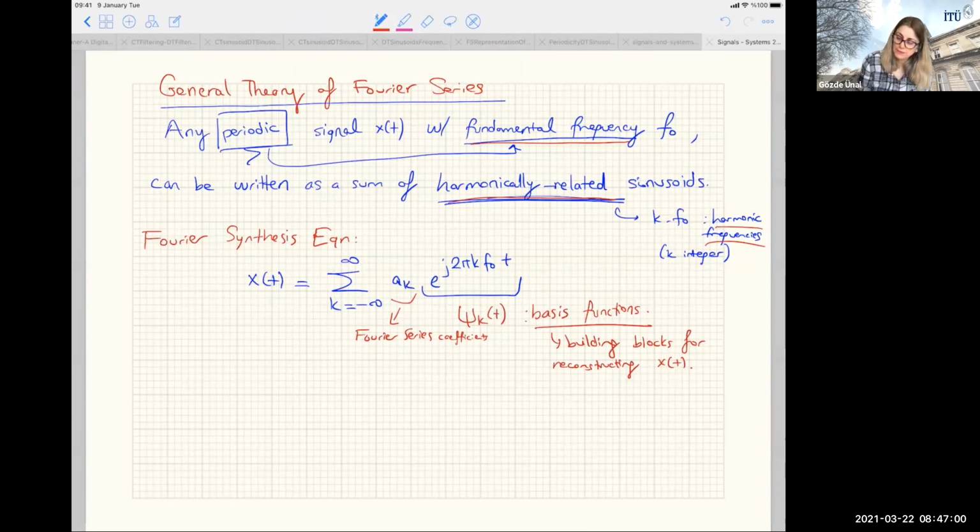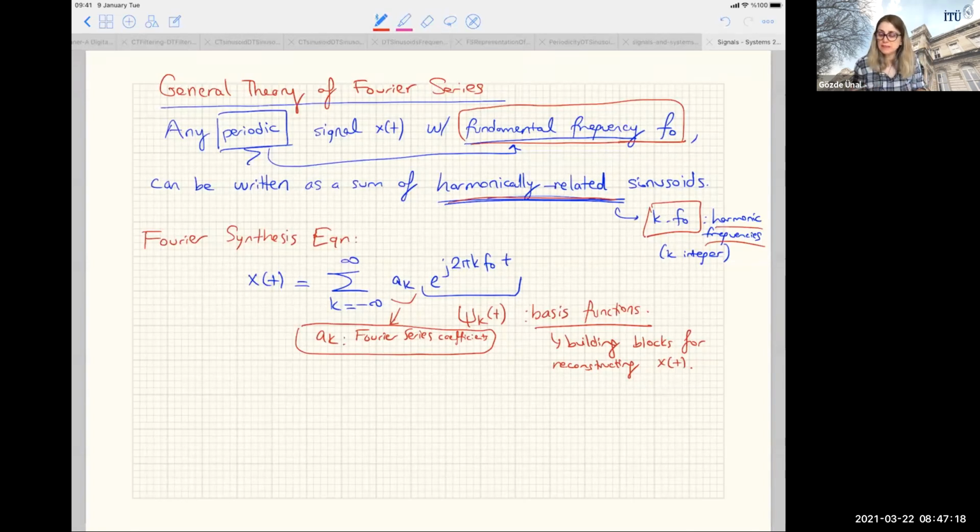So f0 is the fundamental frequency. This is important, please pay attention. And k f0 are the harmonics. This is also important. The a k are the Fourier series coefficients. These are important parameters to represent our signal. So now let's check the orthogonality and zero integral property. These are important for basis functions.